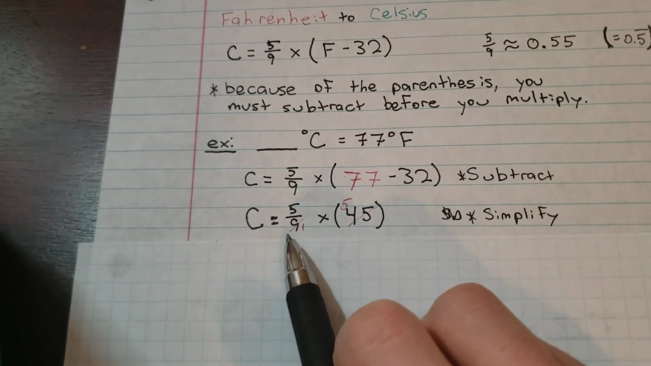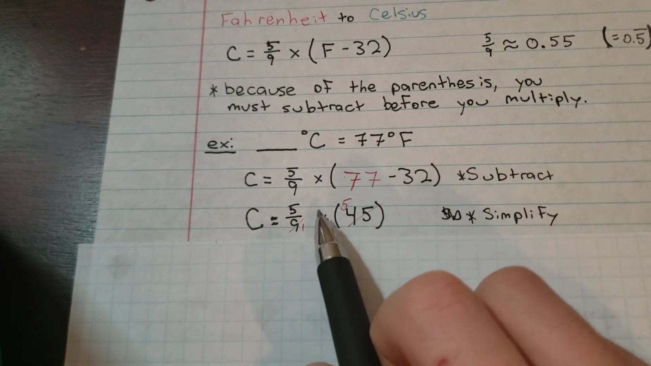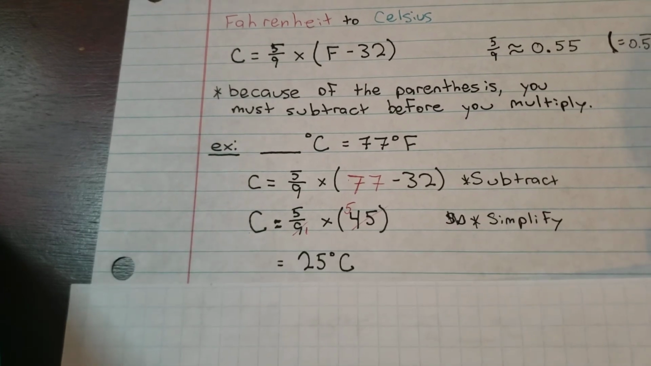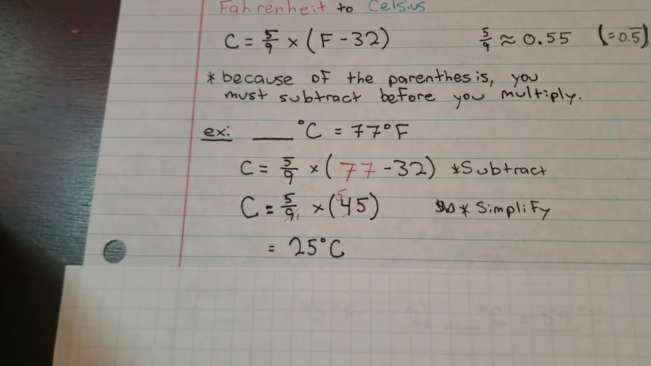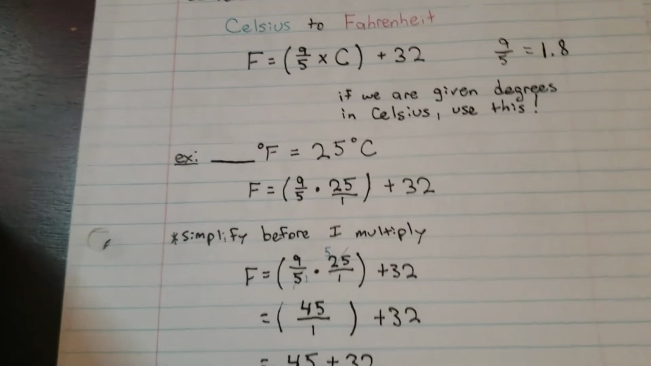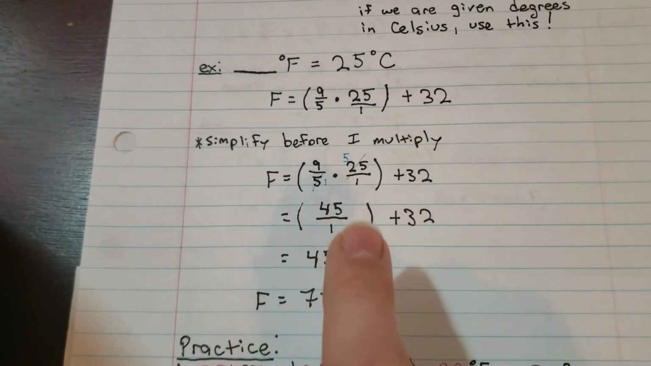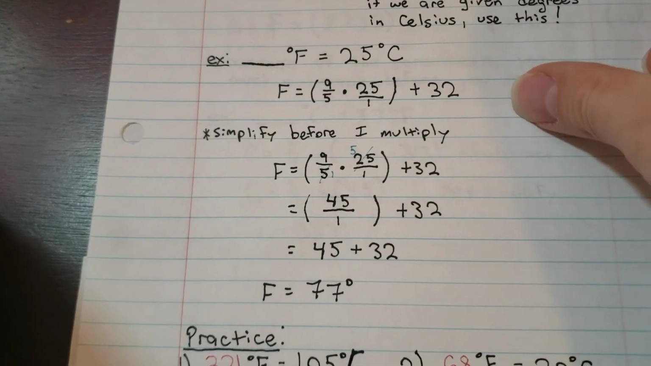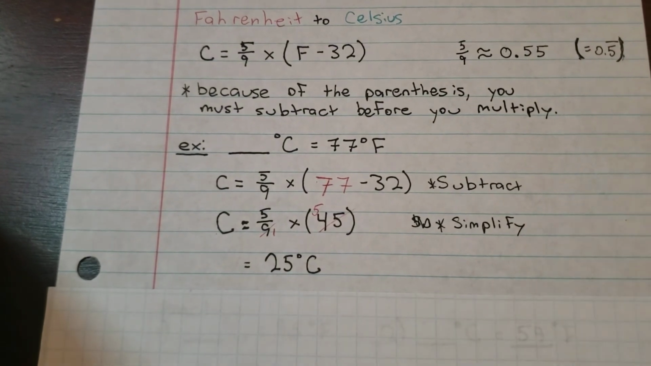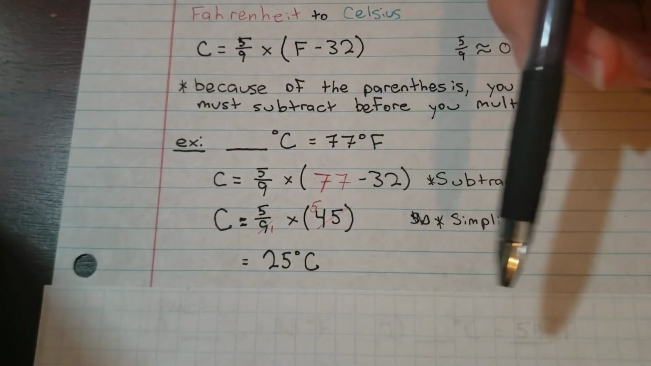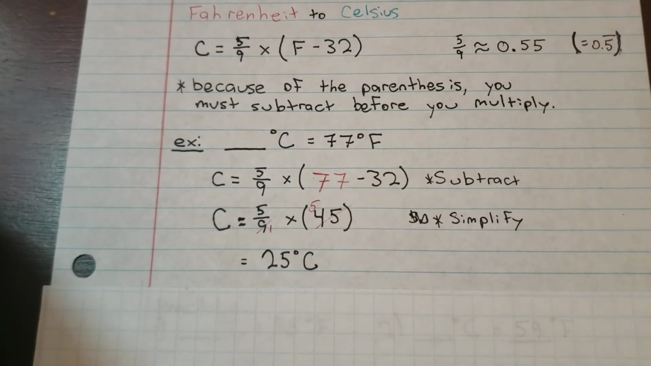But I've simplified by dividing by 9. That gives me 25 degrees Celsius. Now, you might remember that we did exactly this on the first page. We had 25 degrees Celsius, and we did all the work and got 77 degrees Fahrenheit. Oh, that's absolutely right. I'm proving that no matter which way you go, these are the steps that you need to take, but you could go back and forth, and this is the amount that works.